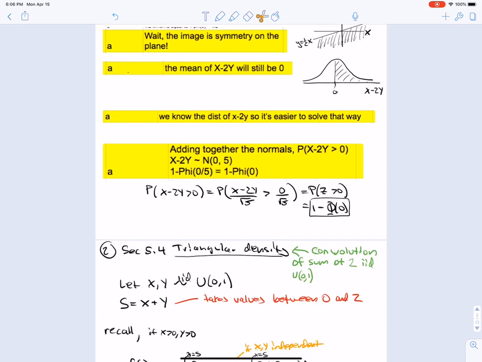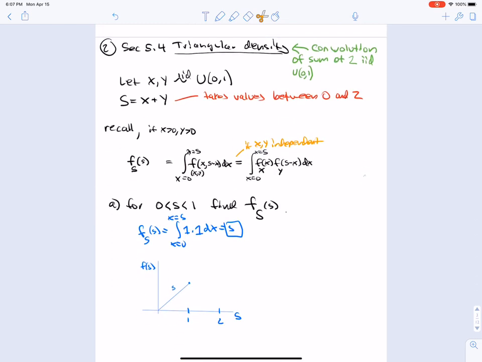And X minus 2Y is a Normal(0, 5). Standardizing both sides of X minus 2Y and 0, we get probability that Z is greater than 0, or 1 minus Phi of 0.